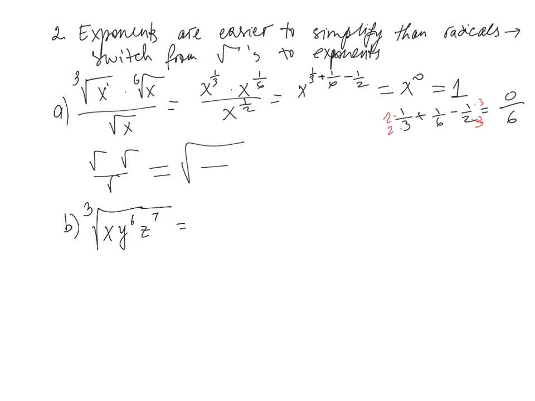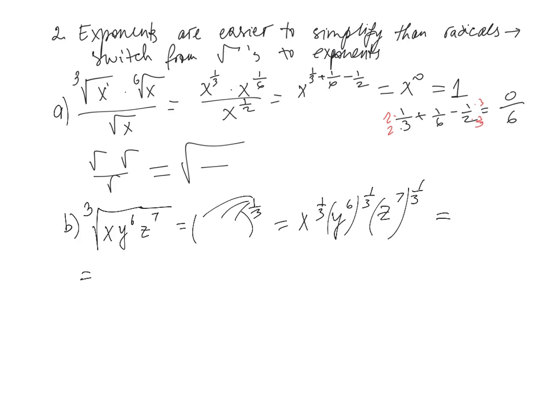As you know, third root is the same as everything raised to 1/3 power. I could write the entire thing raised to 1/3 power, or I can just distribute right away in my head and say x raised to 1/3 power, then y to the 6 raised to 1/3 power, and then z to the 7th raised to 1/3 power. So x to 1/3 is already simple enough.